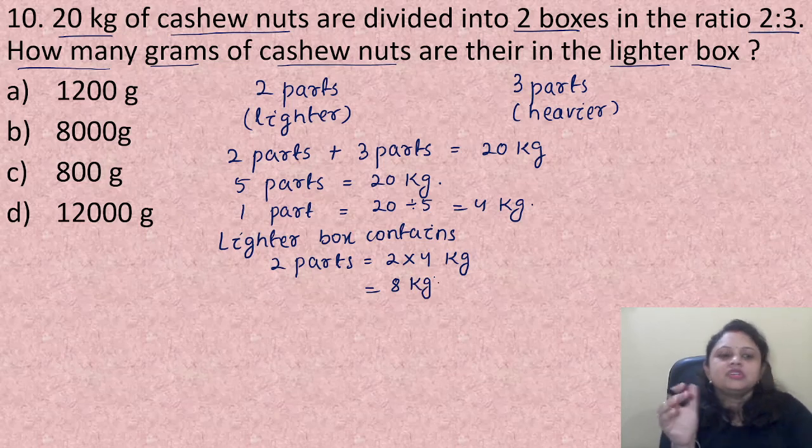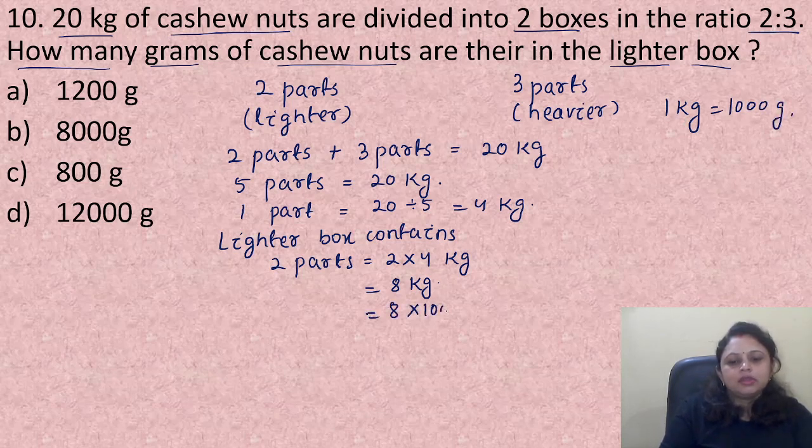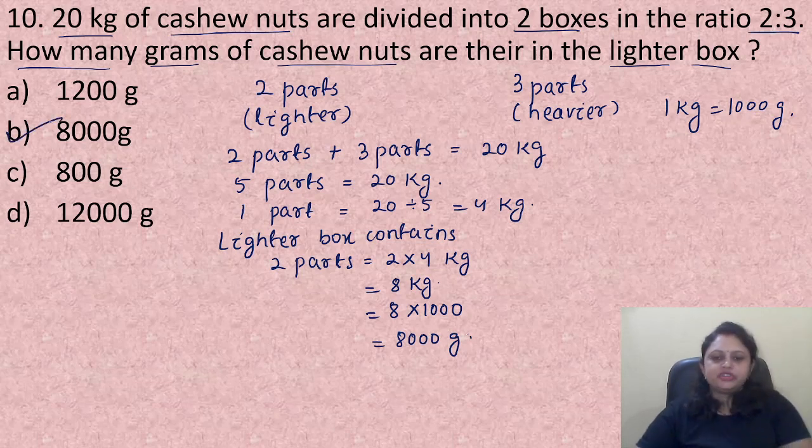But in the options there is no answer whose unit is kg. Everything is in gram, right? We know 1 kg equals 1000 gram. So 8 kg will be equal to 8 into 1000, that is equal to 8000 gram. And where is it present? It is present in option B.